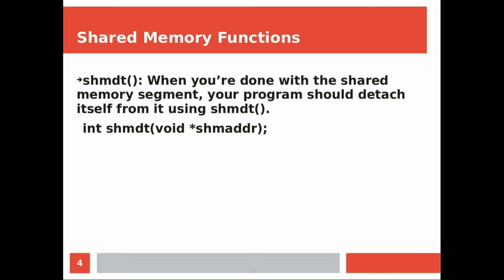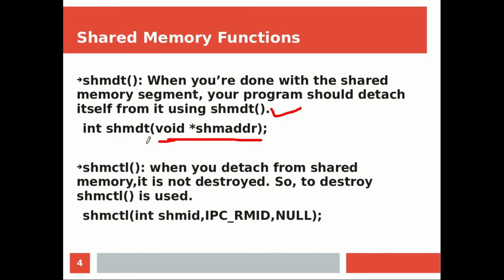Then SHMDT, like SHMAT, attaches the shared memory, while SHMDT will detach the shared memory, or remove the shared memory from the process. When you are done with the shared memory segment, your program should detach itself from it using SHMDT. So once the use of shared memory is over, whatever memory is attached to that process should get removed or detached, and that is done by the SHMDT function. Its argument is only the address, and this address again we will be providing as 0. So the operating system will take care of providing the address.